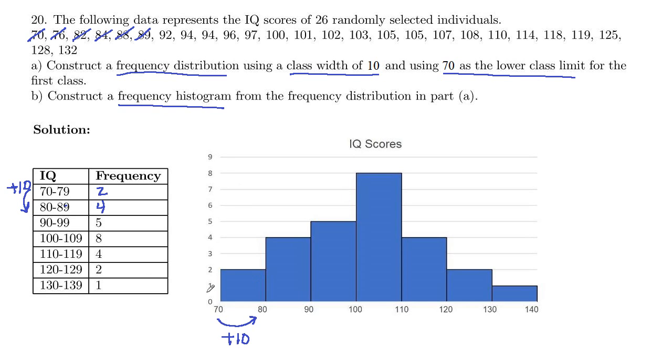And then our heights here are the frequency. So this is frequency on the vertical, and then this is IQ on the horizontal. So we've got a frequency of 2, so between 70 and 80, this is a bar of height 2. Frequency of 4, between 80 and 89, so 80 to 90, this is height 4, and so on. And we see here that we're getting a fairly symmetric distribution. It's a little bit higher on the left than it is on the right. That is our histogram.